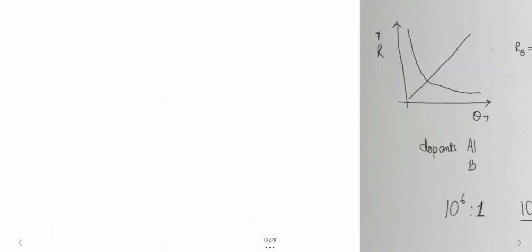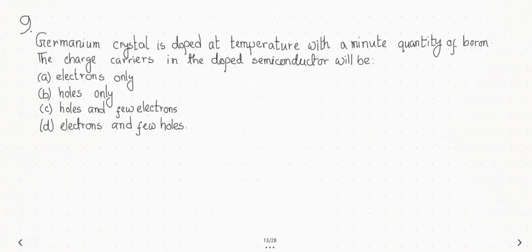So let us read the question again. Germanium crystal is doped with a minute quantity, minute means very small, of boron, and the charge carriers in the doped semiconductor will be electrons only. Boron is the pentavalent one. Obviously it gives rise to more electrons but a smaller number of holes. So we can say electrons and fewer holes. That is the correct option here.